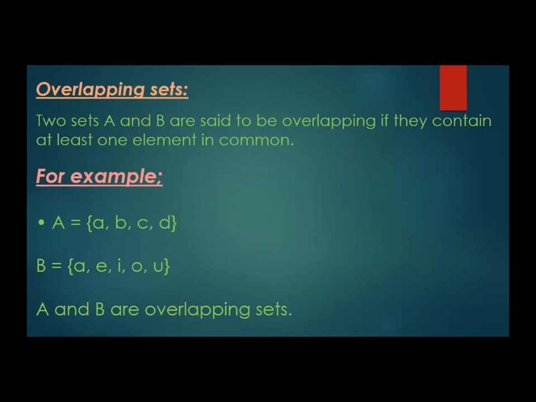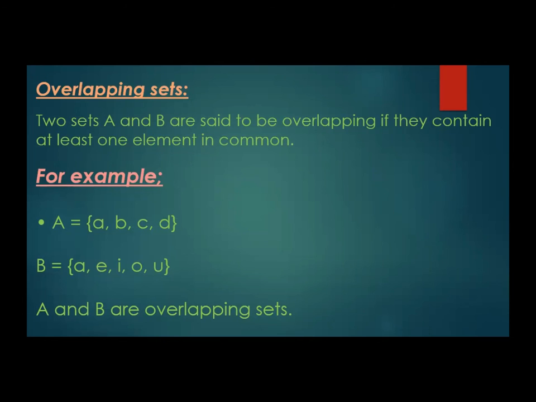The overlapping set. The example and the overlapping set definition we discuss first. So two sets A and B are said to be overlapping if they contain at least one element in common. It means that the sets have one single element or maybe two elements that are the same in both of the sets. It's not an equal set, it's not an equivalent set, it's an overlapping set. Why is it an overlapping set? Because it has one or more than one element common in both of the sets.